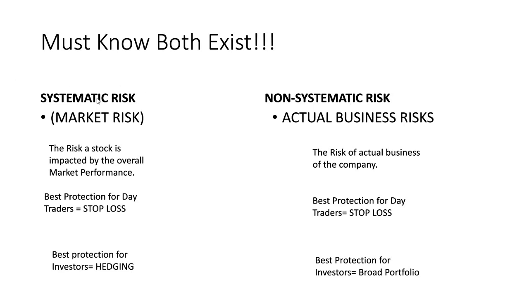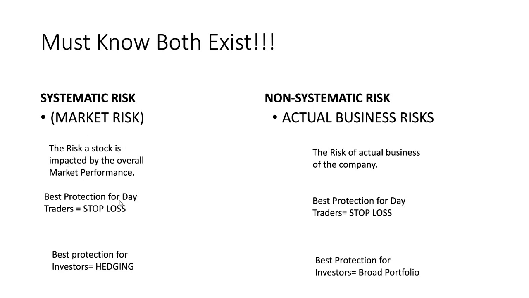So what is systematic risk? Systematic risk is market risk. The risk a stock is impacted by the overall market performance. So let's say I wake up and I'm overnight in a trade, for example. And let's say that we just had a bad jobs report. There's bad news coming out from China. The whole market's gapping down. And let's just say I'm in AMD, for example, and my stock's also gapping down with it. So that's what we call market risk. That's the macro of what's going on in the global world.